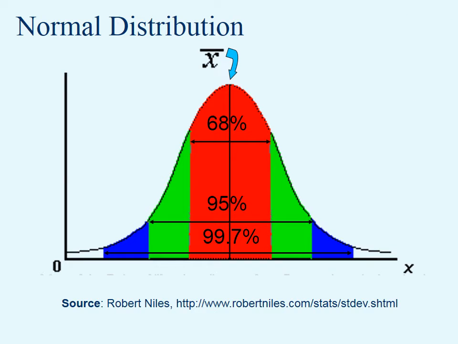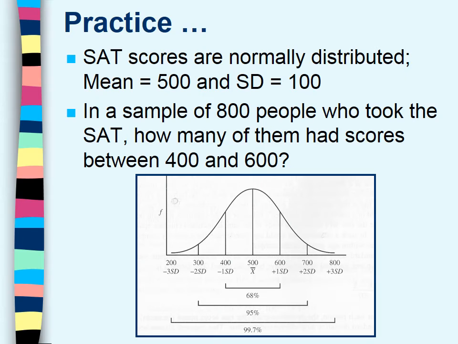This is simply another pictorial example of what we've discussed, and X is the mean, looking at the percentage of those scores around the standard deviations and getting your probabilities. So here is an example. You've got SAT scores that are normally distributed, a mean of 500, that's in the middle, and a standard deviation of 100. In a sample of 800 people who took the SAT, how many of them had scores between 400 and 600?